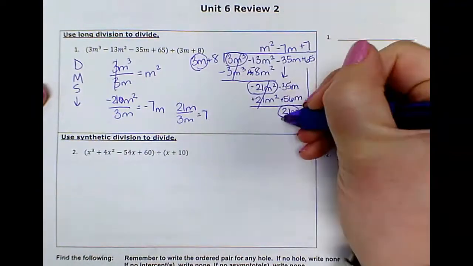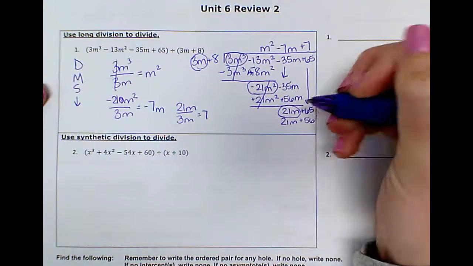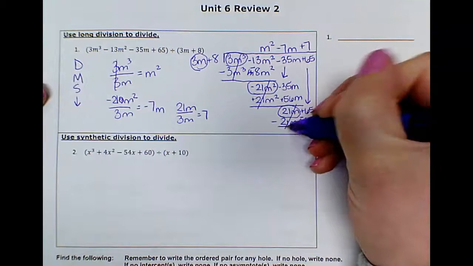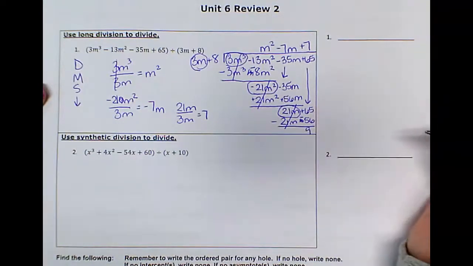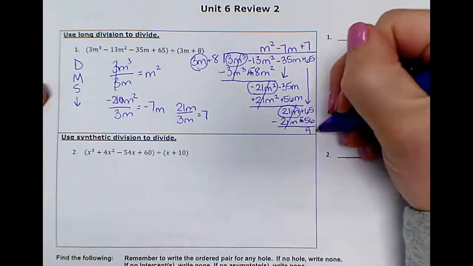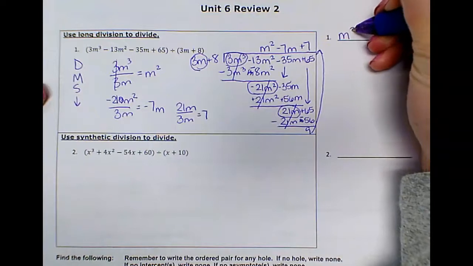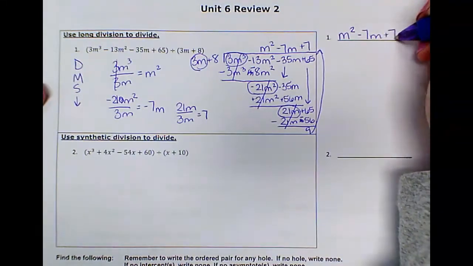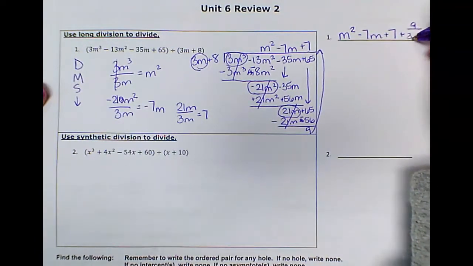7 times 3m is 21m. 7 times 8 is 56. I draw the line. I change both signs. First terms cancel out. 65 minus 56 is 9, so that's my remainder. So when I write my answer, my polynomial answer is m squared minus 7m plus 7, and then plus my remainder of 9 over what I'm dividing by, which was 3m plus 8.